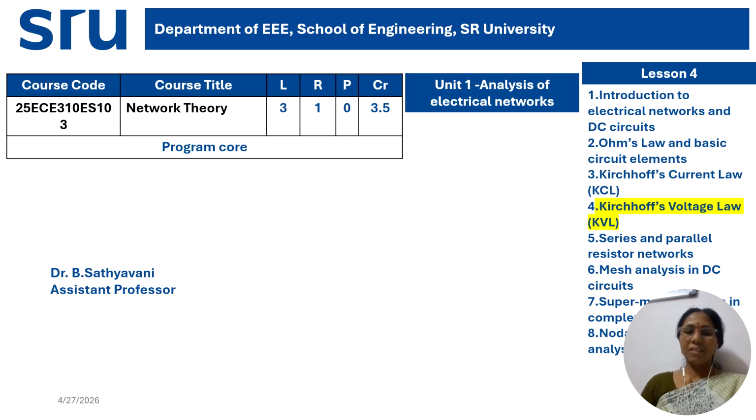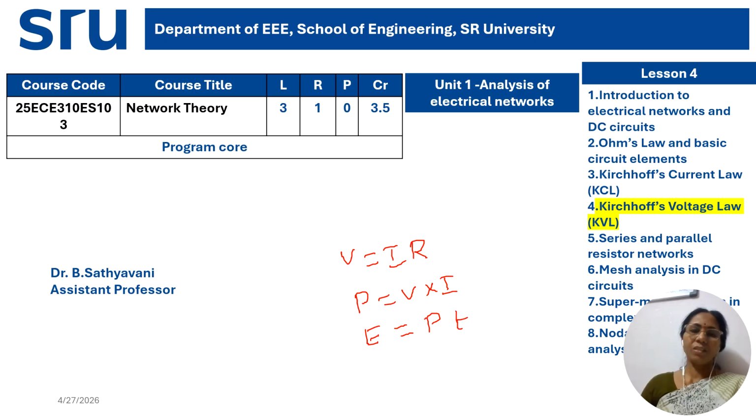Again I am repeating the statement of Ohm's law: provided at constant temperature, the current through the conductor is directly proportional to the applied voltage. The finally derived equation is V equals IR. This is provided at constant temperature. Along with Ohm's law, we discussed electrical power, which is the product of voltage and current, and electrical energy, which is the product of power and time, and the units also.